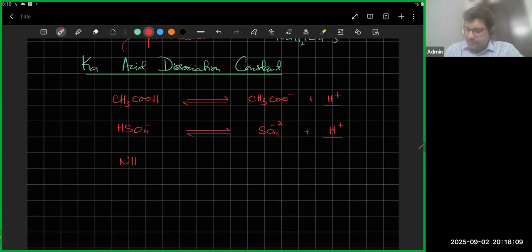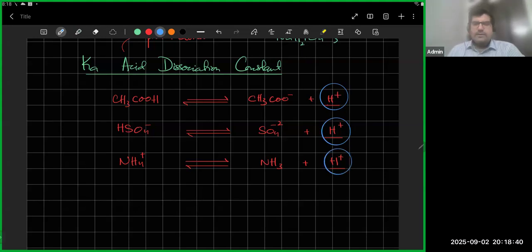So if I have NH4 plus 1, again, it has H plus 1 ion, so it is capable of, I mean, it's going to produce ammonia and it's going to release one H plus 1 ion. Now, no matter what the acid is, the equations are very, very identical, and they all have this H plus 1 being released. So it's basically the same exact format. So it doesn't really matter.